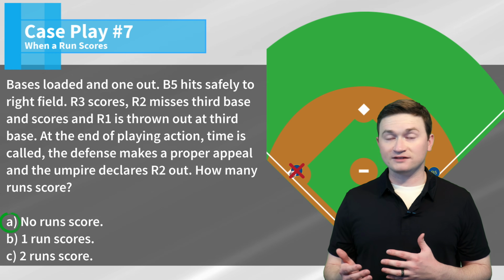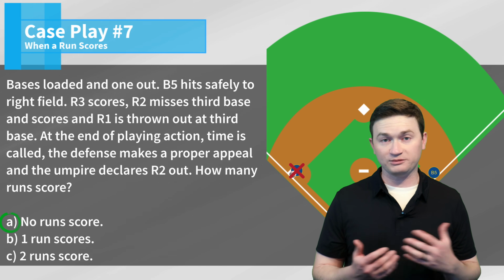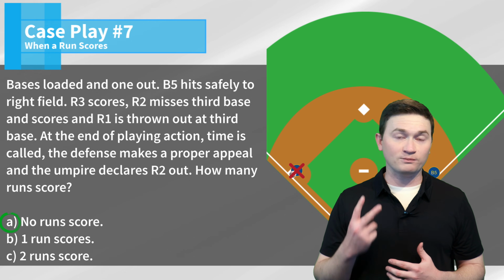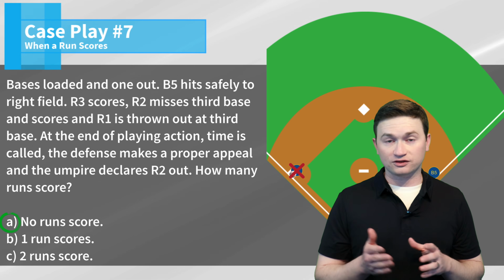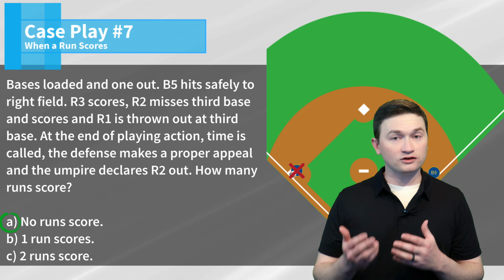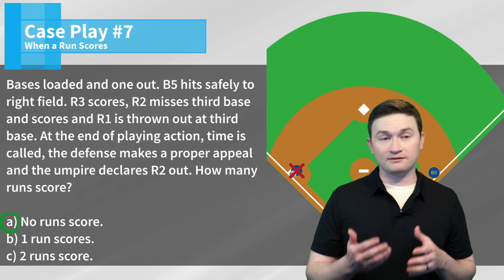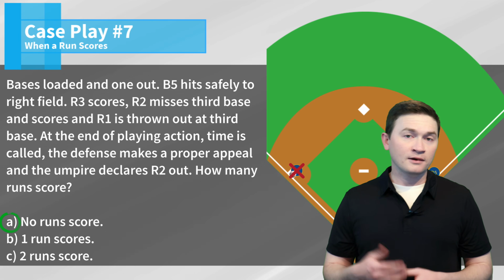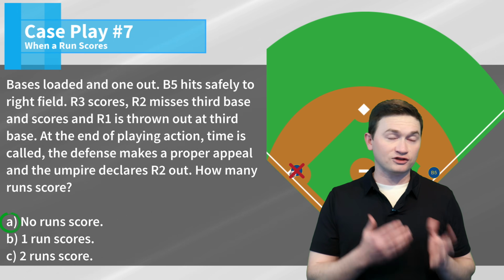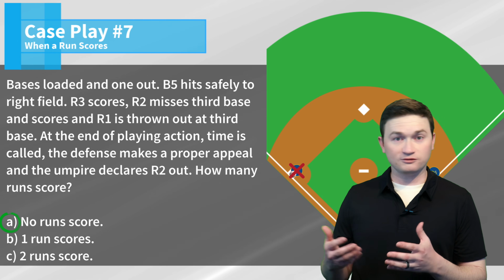Now, a lot of people miss this, and this is one of the harder case plays that I've come across in my time teaching. When we look at the case play, we note that the second out made is on R1 at third base. Now, after that, they're going to appeal that R2 missed third. And the appeal being upheld makes that appeal the third out. But what trips a lot of people up here is that this out at third base happens after a following runner has been called out.